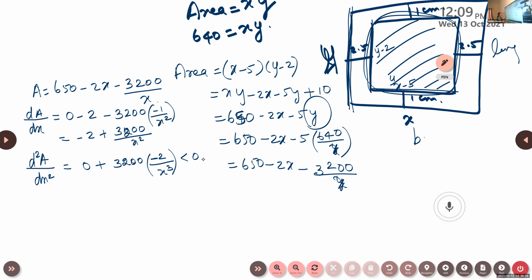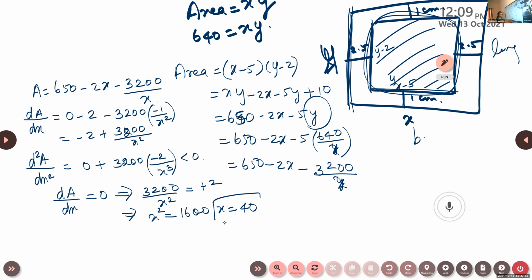Then what we do? We equate first order derivative to 0. dA by dx is 0, implies 3200 by x square is equal to minus 2. It will become plus 2. So x square is equal to 1600. So x is 40. Is it correct? If length is 40, find out what is the area. Calculate it. x is given, from there y, from there find out what is the area.